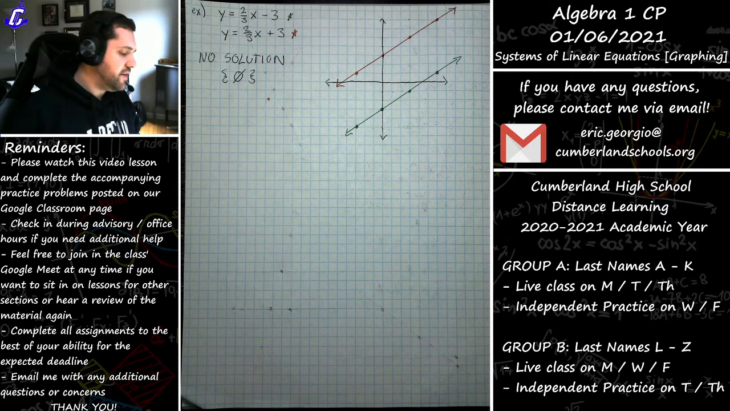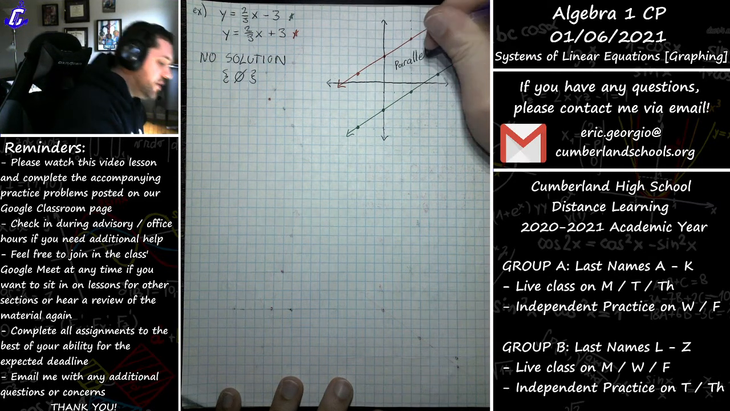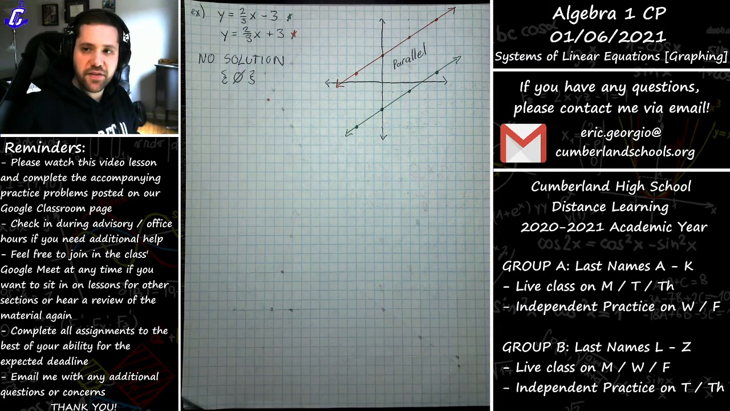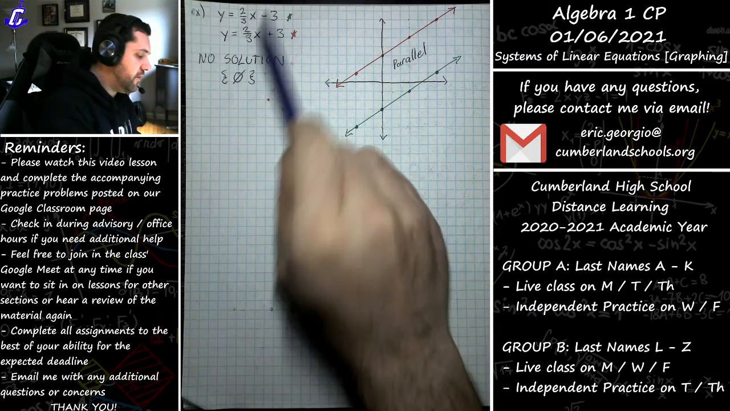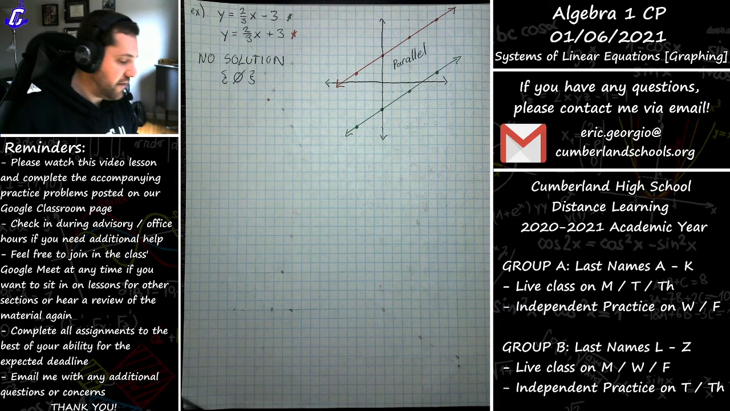And again, the reason is because there is no intersection point. These lines are parallel. And you could tell that they're parallel because they have the same slope. See how they have the same slope? Both same slope, but different y-intercepts means they're never going to intersect. Okay, so that's something that you have to be aware of.